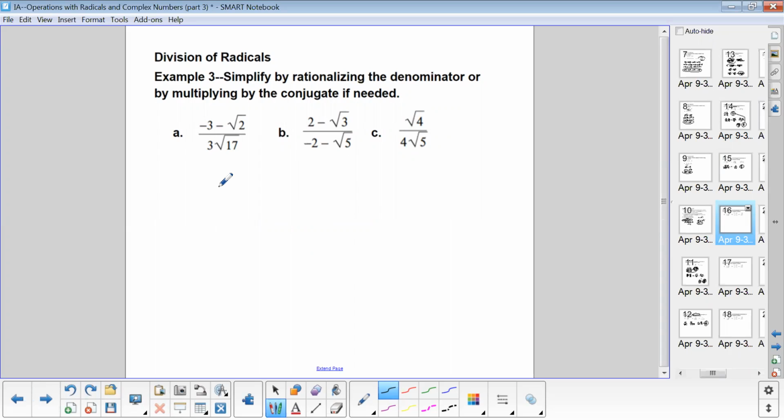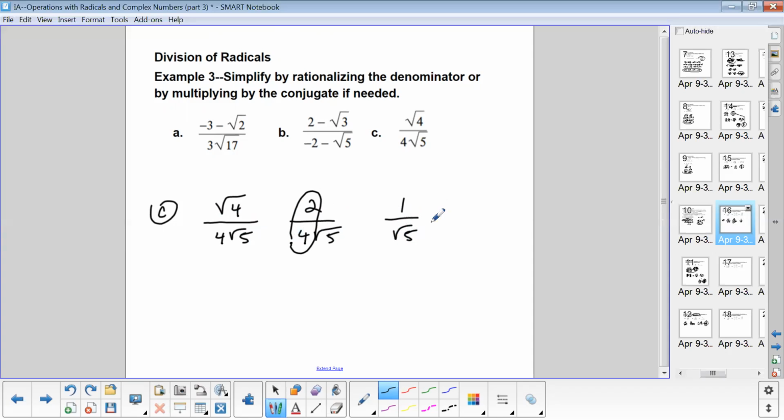Now let's take part C, and that's square root of 4 divided by 4 square roots of 5. Well, the square root of 4 is 2, divided by 4 square roots of 5. And you could go ahead and simplify 2/4 if you want to and make that 1 divided by the square root of 5. Well, we still need to rationalize it.